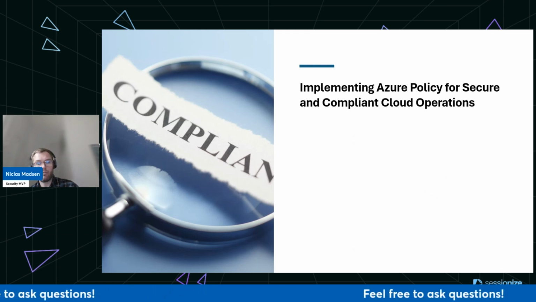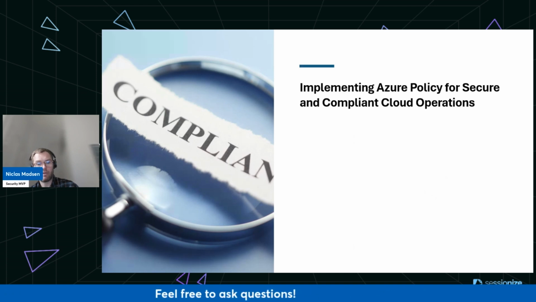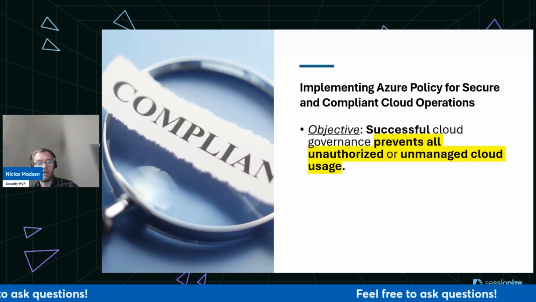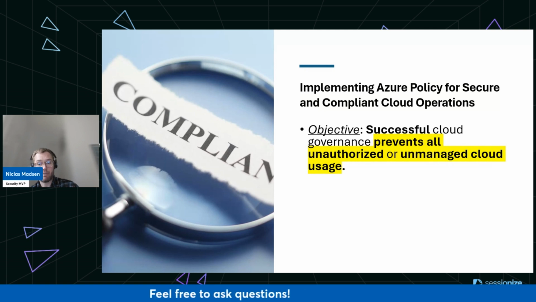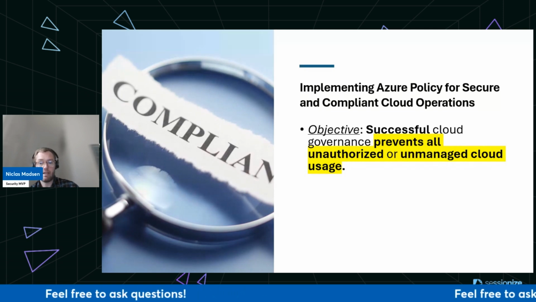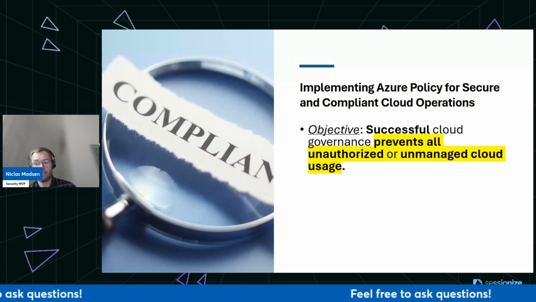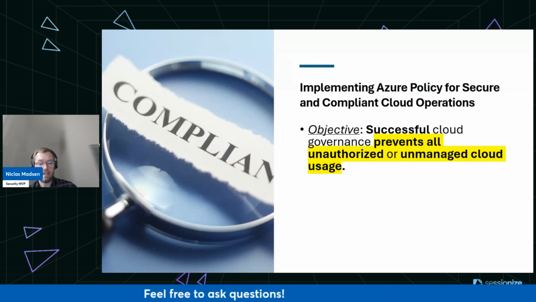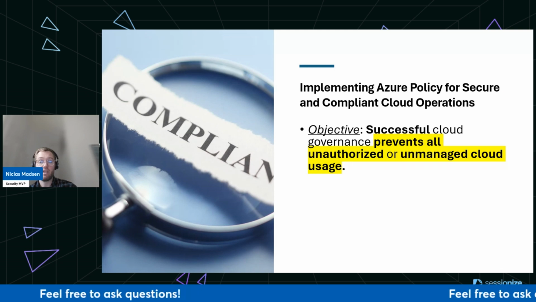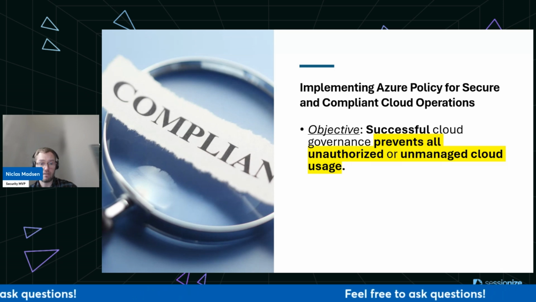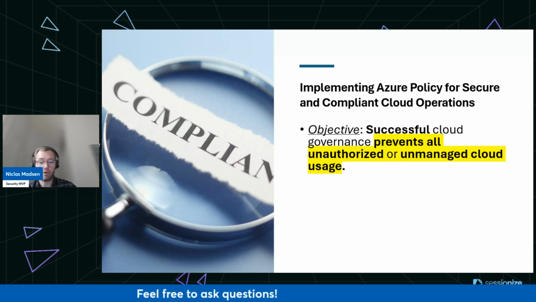Again, let's take a step back. Do you remember what the cloud governance success criteria was? If not, then we have it here. It is really to prevent all unauthorized or unmanaged cloud usage. This is where Azure Policy can help us. Azure Policy helps to enforce all the organizational policies and standards that you have, and it can do it at scale in the cloud. And another good thing, it is free and it's available to all customers. So it's something that you can right now go into your Azure portal and start working with.